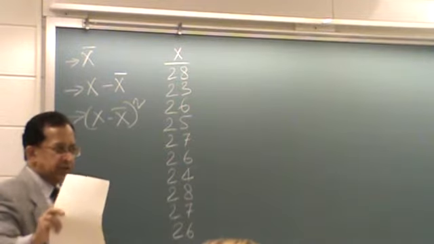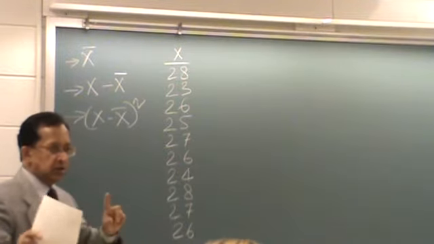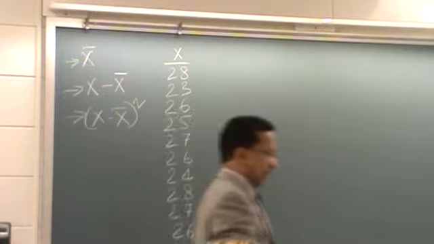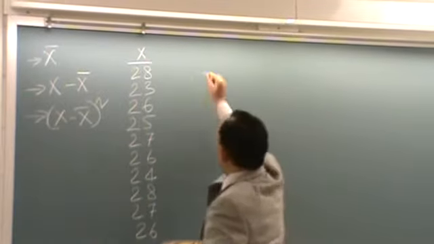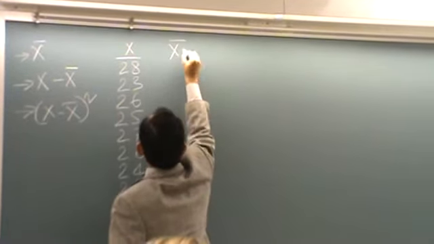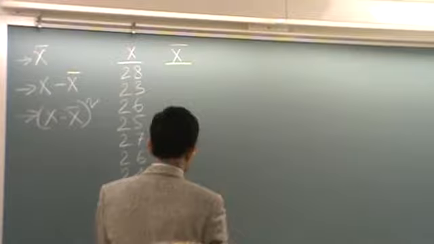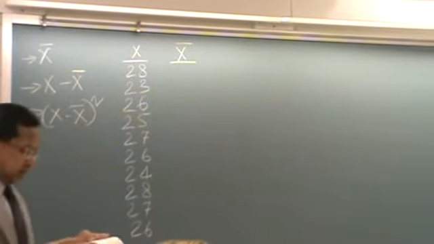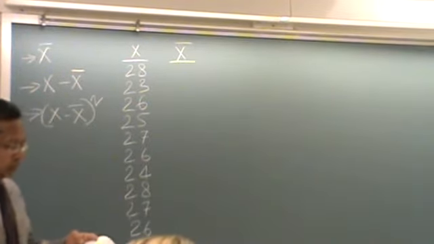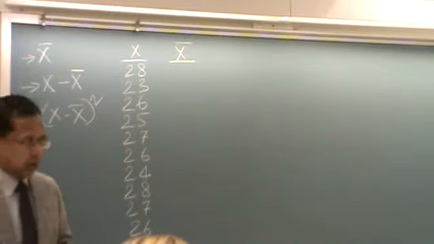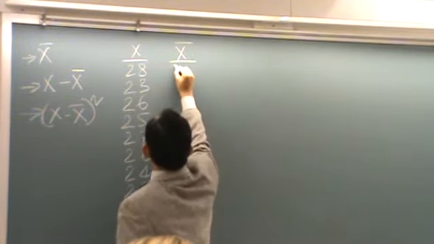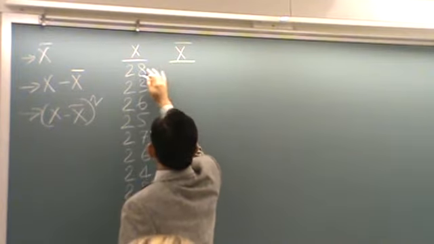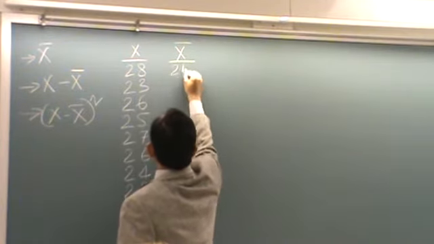Then the next thing we need is the mean. So we add all those values and we calculate the mean. So the next one will be x bar. And x bar, when I calculated that, I think I'm right, it came out to be 26. Okay. So we write down 26 right next to each one of these numbers.